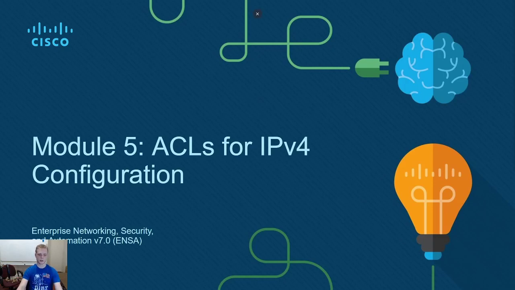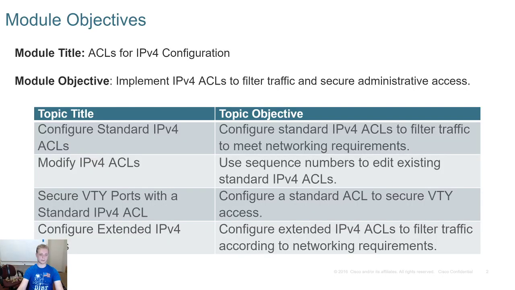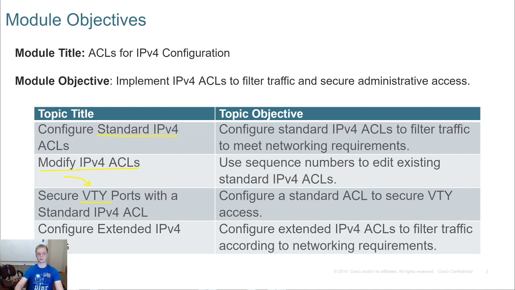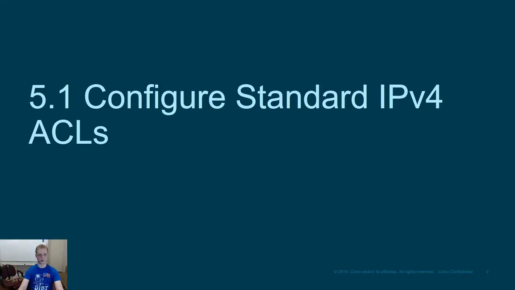We're going to talk about ACLs for IPv4. First, we're going to talk about standard ACLs. Then we're going to talk about different ways to modify the ACLs, securing our VTY lines, that's if you want to telnet or SSH into a switch, we can limit which networks are able to do that. And then, of course, extended access lists, which is probably the most important out of all of this.